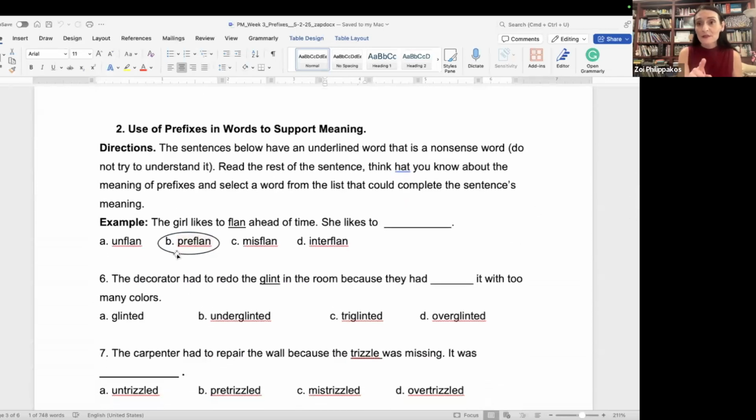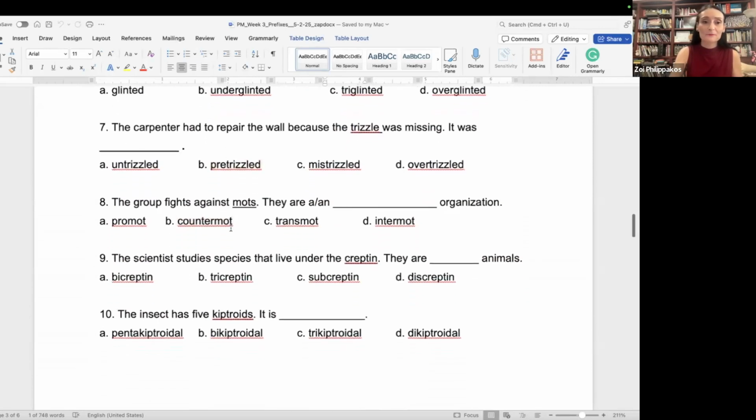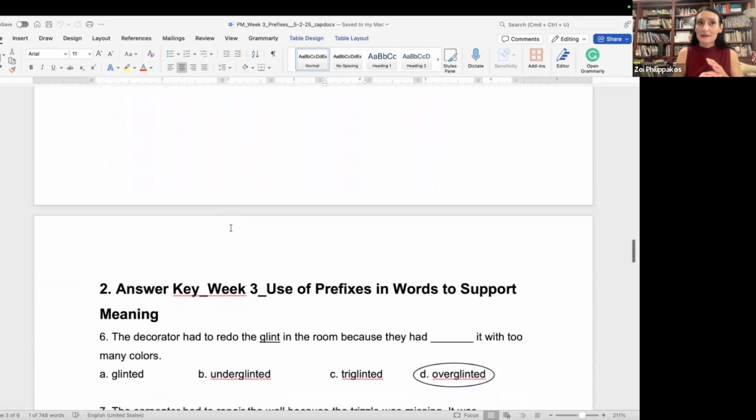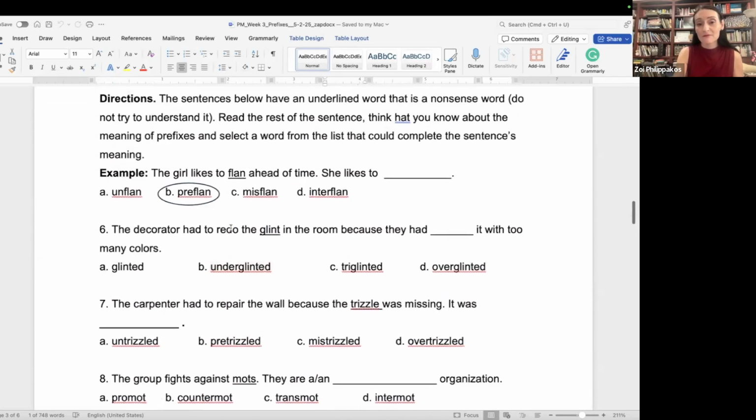After, we include a task where the students need to complete the sentence, and they will utilize a nonsense word. So the girl likes to plan ahead of time. She likes to pre-plan, plan ahead of time. And this is now nonsense words. They are pseudo words for the completion of the sentence, thinking if they really can tell what is the meaning of the prefix and what does it do to the base. And then based on that prefix, they will select to place a word into the sentence.